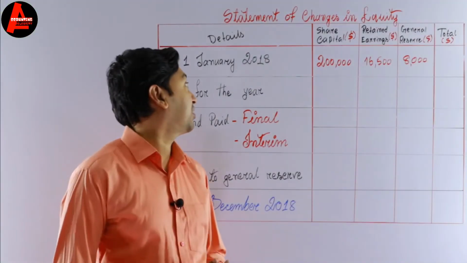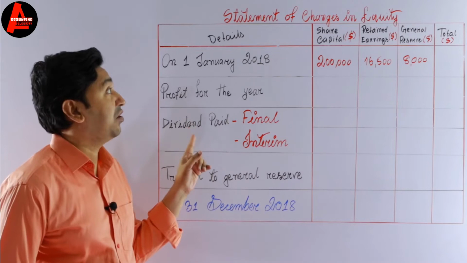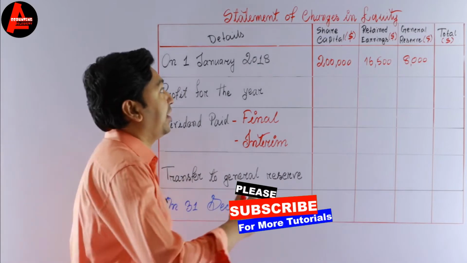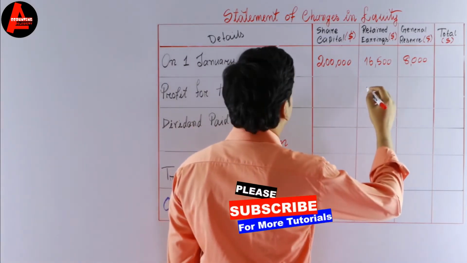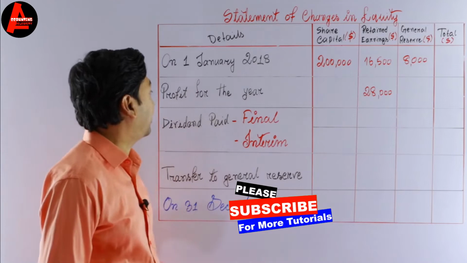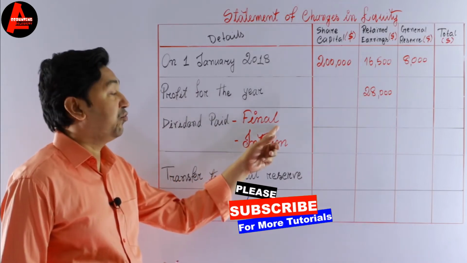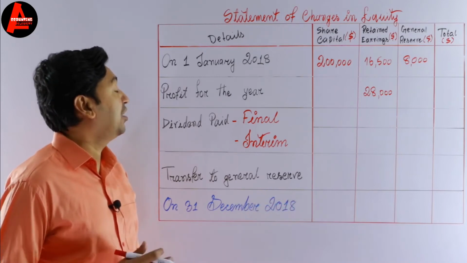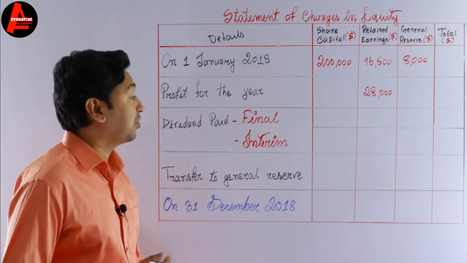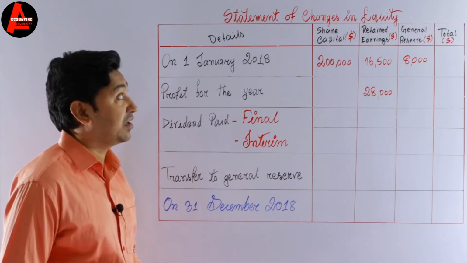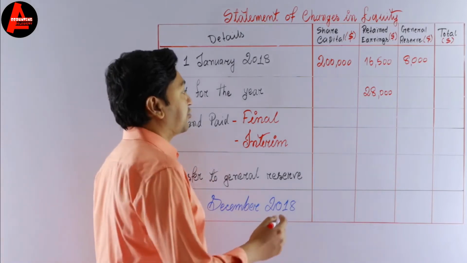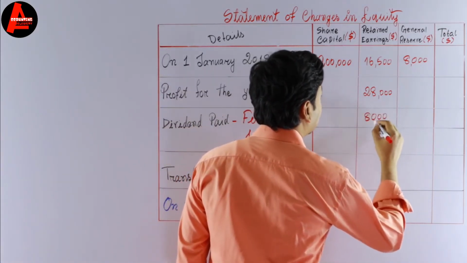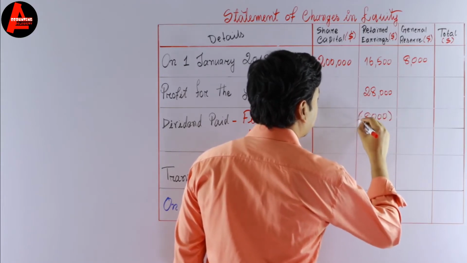Profit for the year, we have to add this value to the retained earnings column. Profit for the year is given, $28,000, so let us write $28,000 here. Then we have dividends paid, so the final dividend. The final dividend is for 31st December 2017, and the value is $8,000. This value will be subtracted from the retained earnings column, so let us write final dividend $8,000. As we will subtract this value, let us put a bracket here.